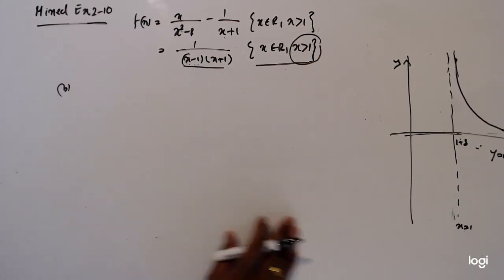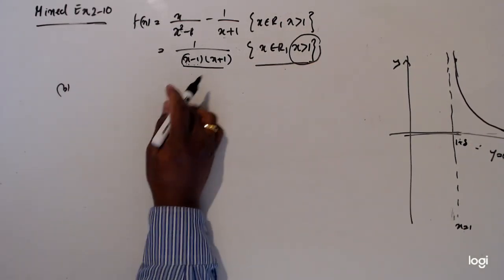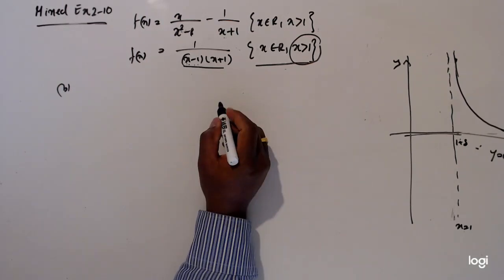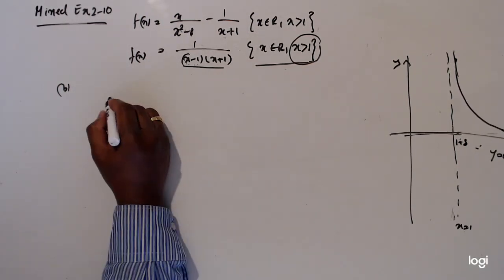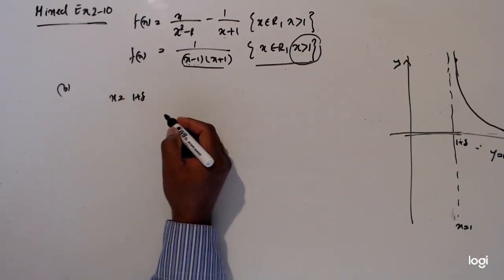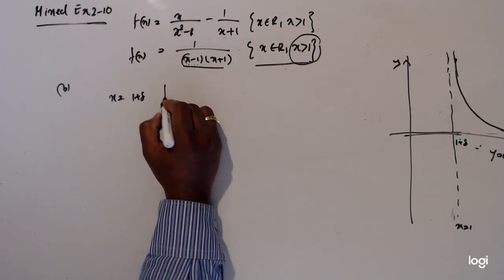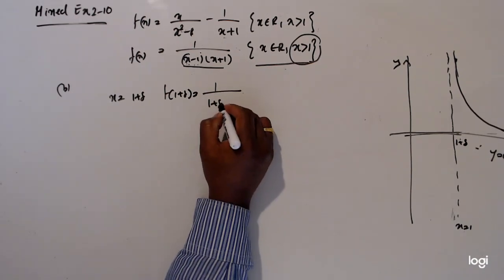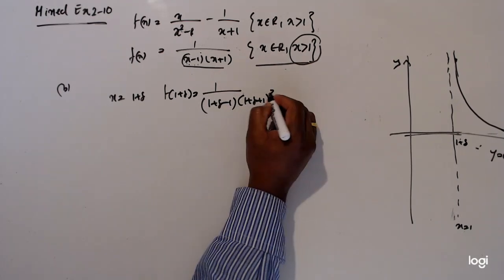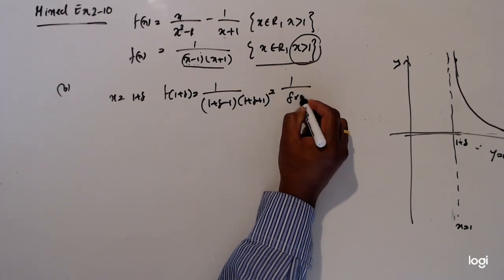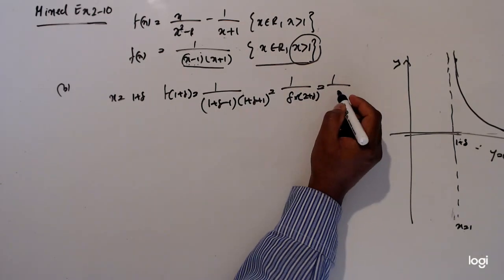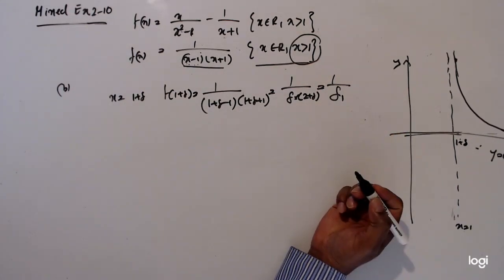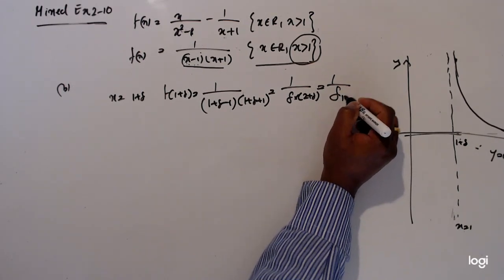If you want a different approach, we know x is greater than 1, so for this function we want to look at what will happen after 1, not equal to 1. So we can think about when x equals 1 plus delta. Then we have 1 over (1 + delta - 1)(1 + delta + 1), and this is 1 over delta times (2 + delta), where delta is a very small value.